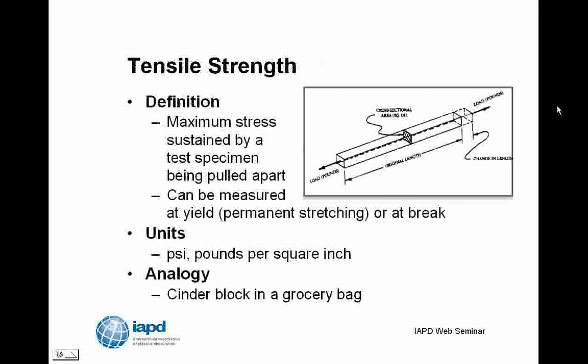That's the maximum stress you can put on a specimen when you go to pull it apart. So you can imagine grabbing two ends of this specimen and just pulling it apart until one of two things happens. It either permanently stretches, which is called tensile strength at yield, or it snaps right in half, which is called tensile strength at break.